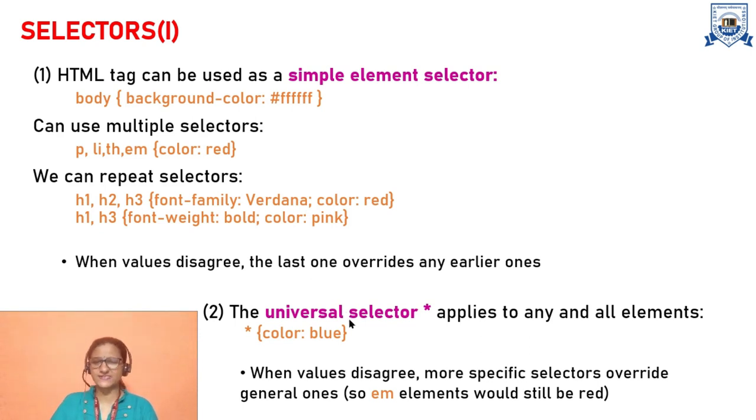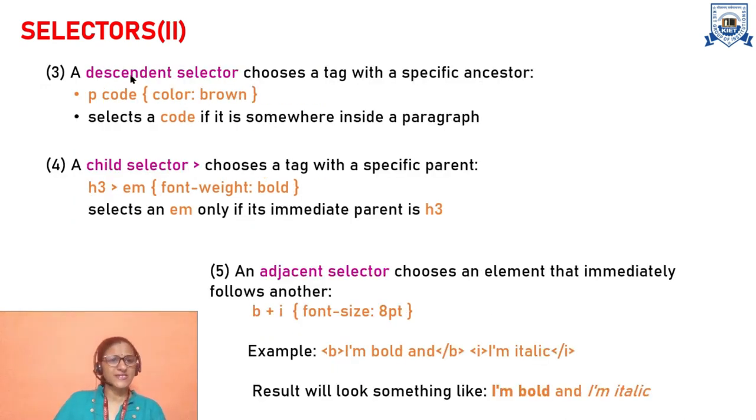Next one is universal selector. It applies to any and all elements, and it is given with this asterisk sign. Now the next one is descendant selector. A descendant selector chooses a tag with a specific ancestor. Here with the P we have taken the code and color is brown. So whenever it will select a code, it is somewhere inside the paragraph. Okay, so for the P we will use the code, only then it will give the effect.